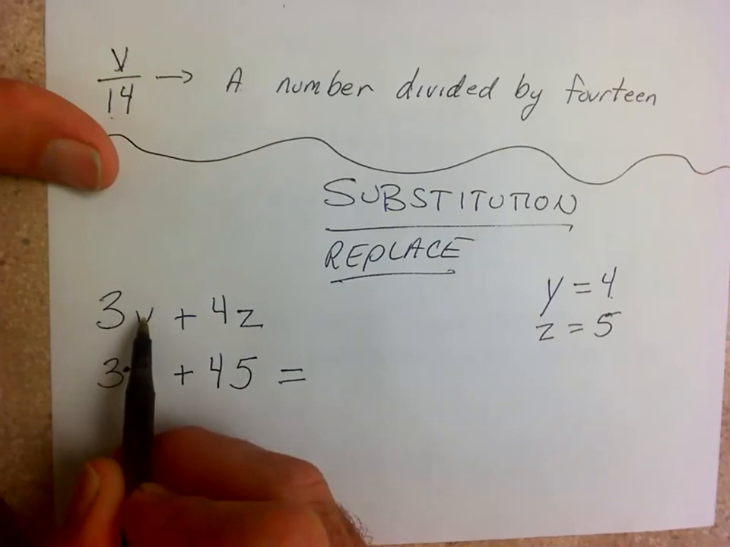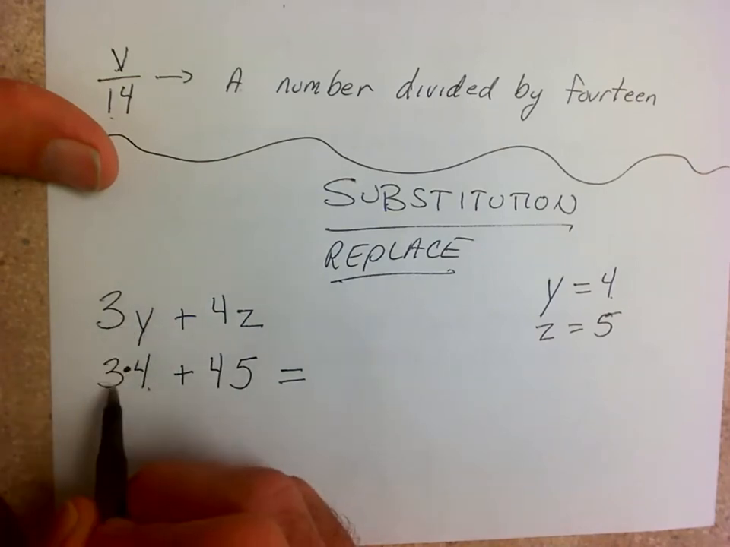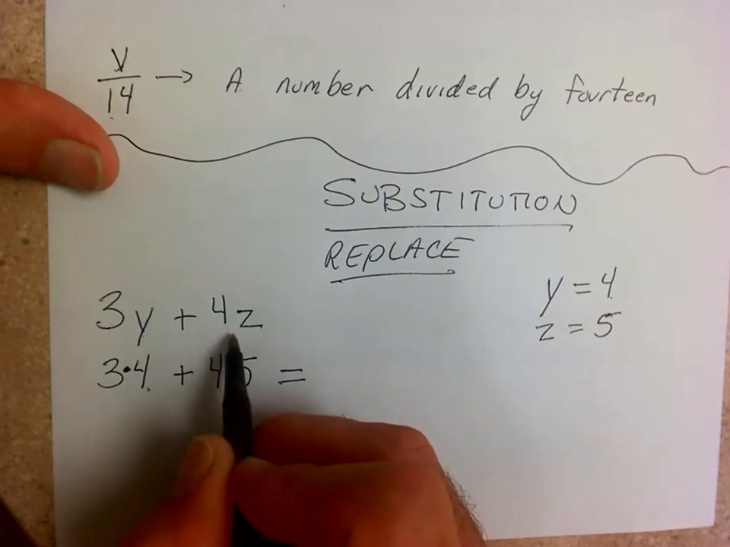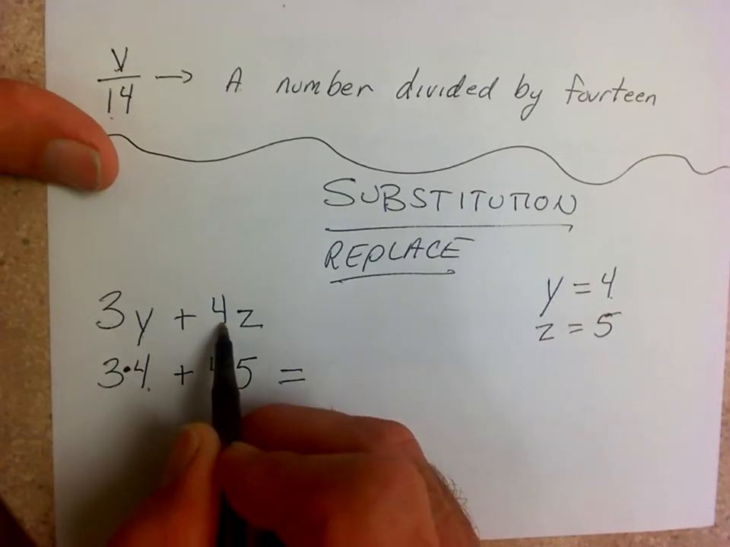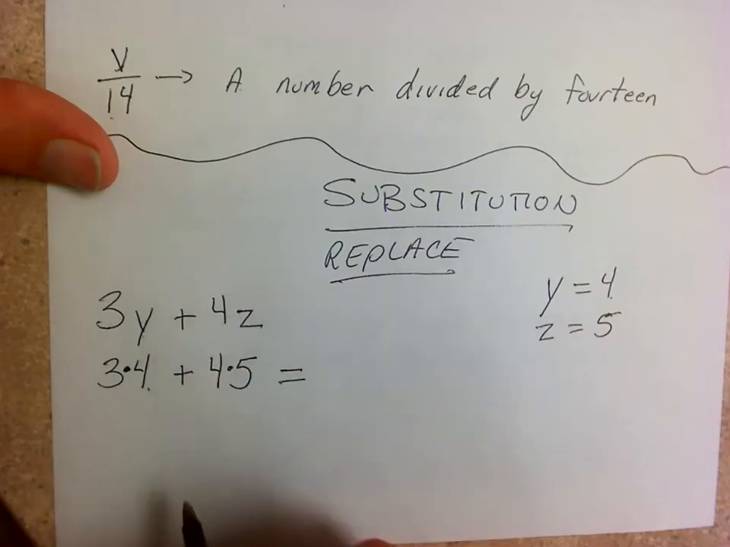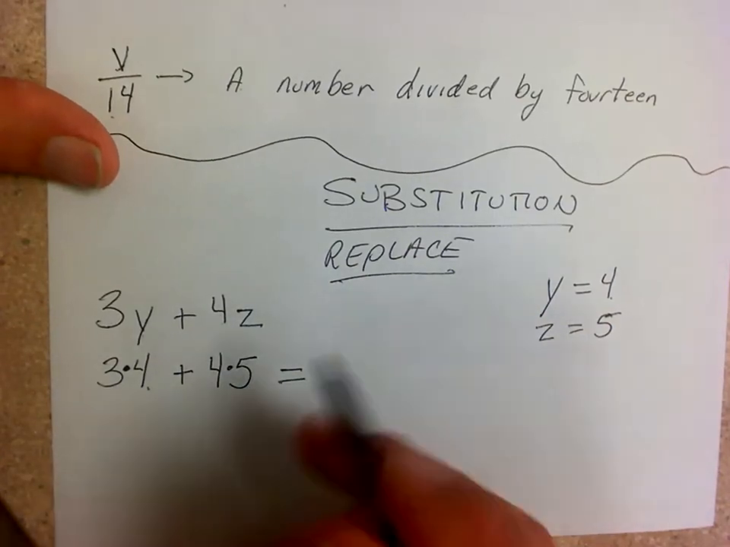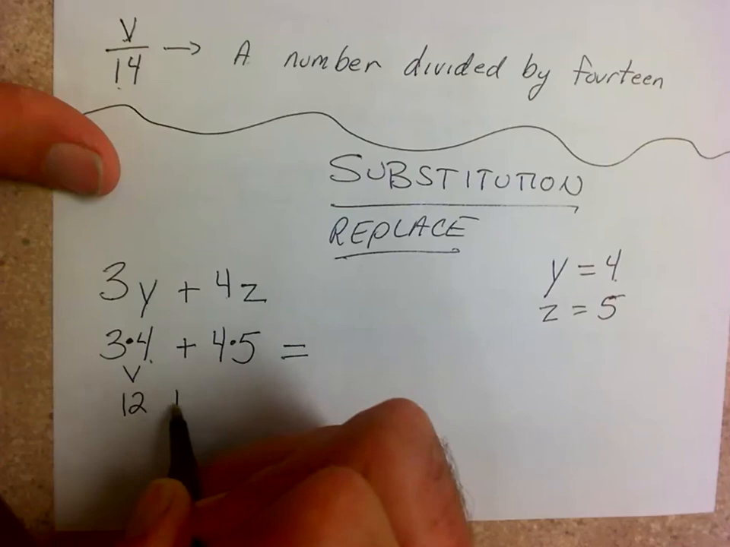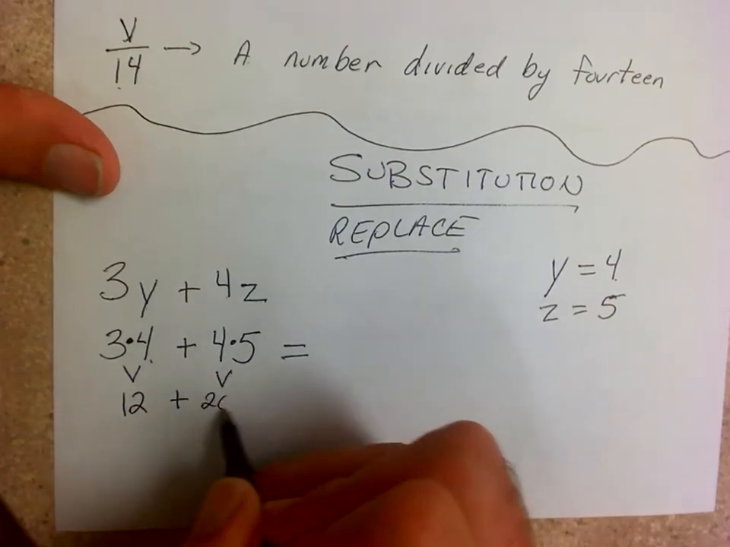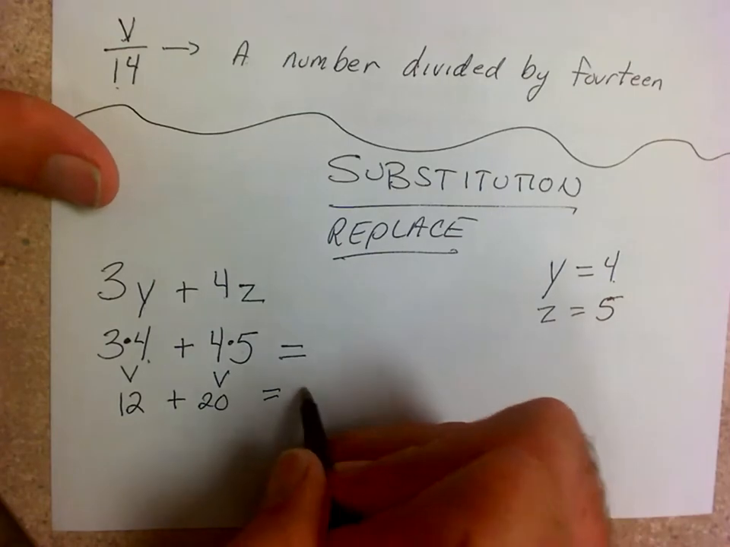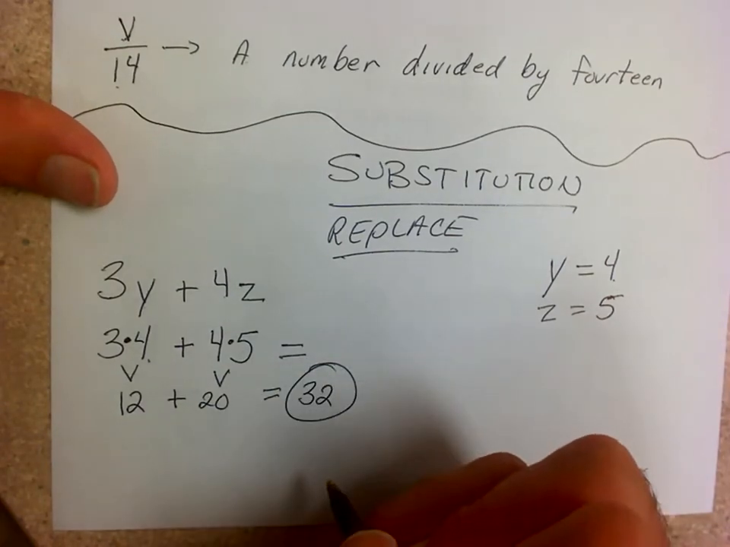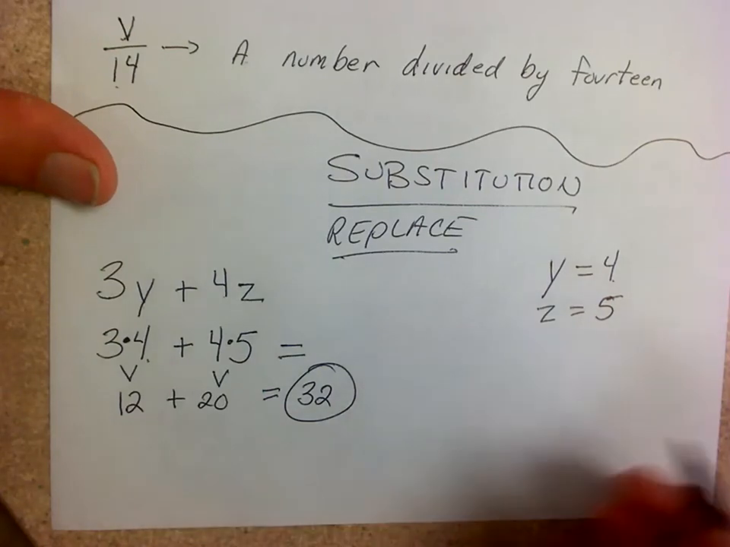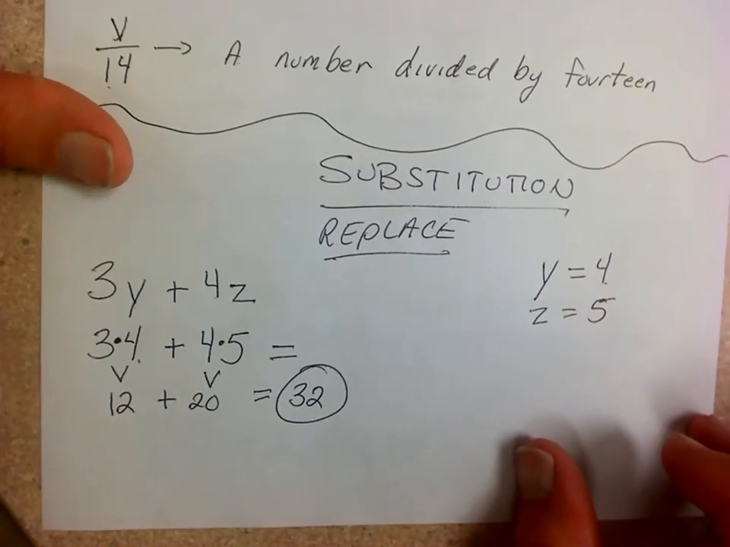This is 3 times y. So that translates to 3 times 4. Thus, over here, this translates to 4 times our z value. So that's 4 times 5. Okay? So we want to multiply. 3 times 4 is 12. 4 times 5 is 20. 12 plus 20 is, final answer, 32. Okay? So the second half of your homework assignment this evening is all about substituting in your variables and actually working with the equation.